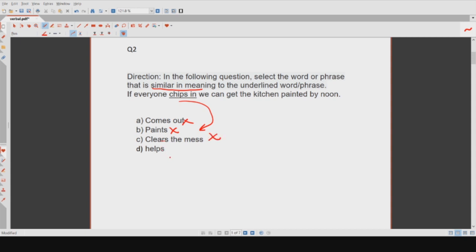and we are left with helps. So let's see it. If everyone helps, we can get the kitchen painted by noon. Yeah, it is making sense, and it is also similar. It has also the similar meaning as chips in. So option D is the correct answer.